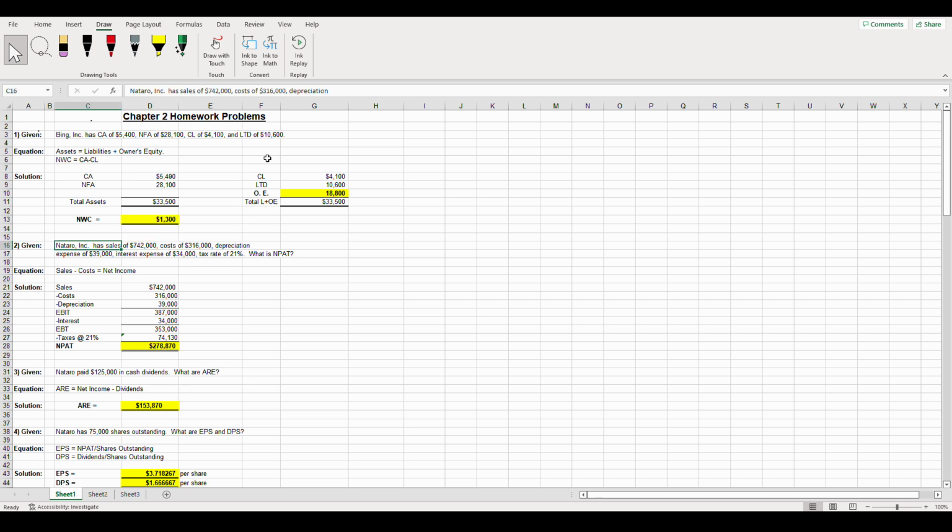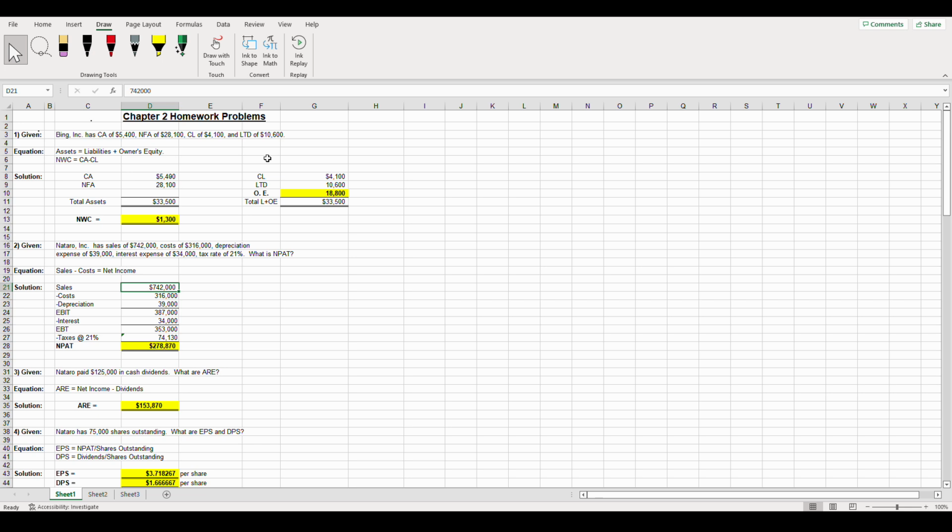In problem number 2, we have Natero Inc. has sales of $742,000, cost of $316,000, depreciation expense of $39,000, interest expense of $34,000, and a tax rate of 21%. What is the net income, or NPAT, net profit after tax? The equation we're going to use is sales minus cost equals net income, so I type that in. And then I build a vertical income statement, as always, going all the way down to a double underline at the very bottom under net income.